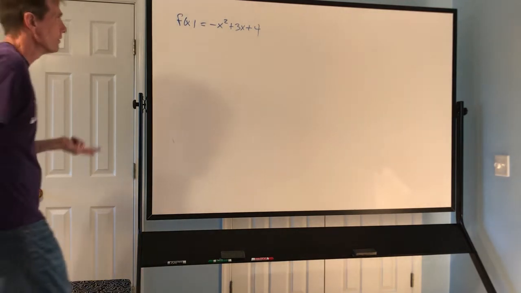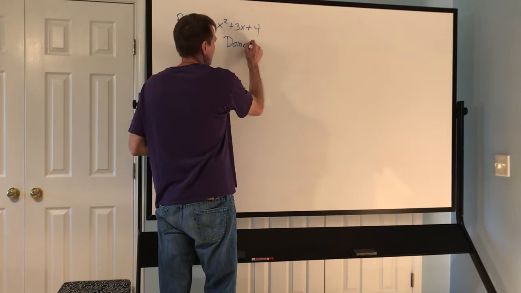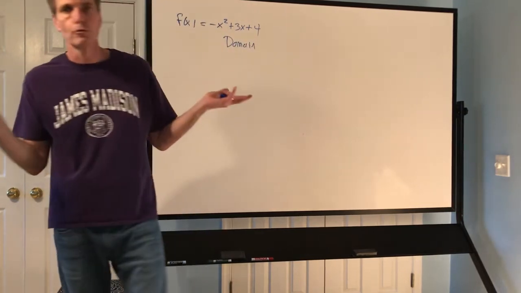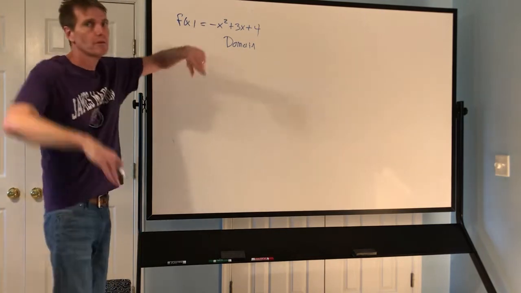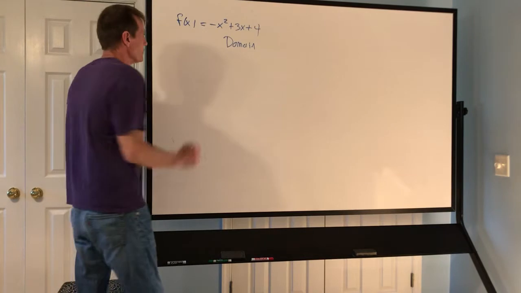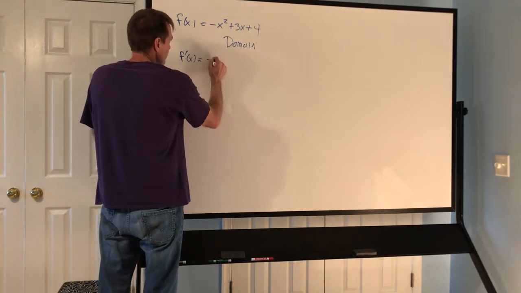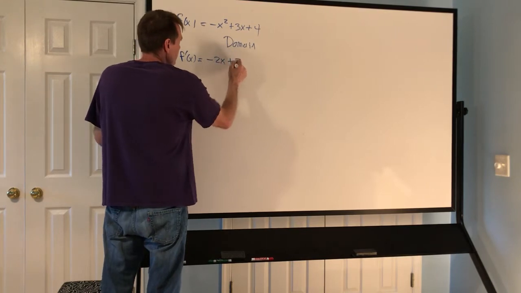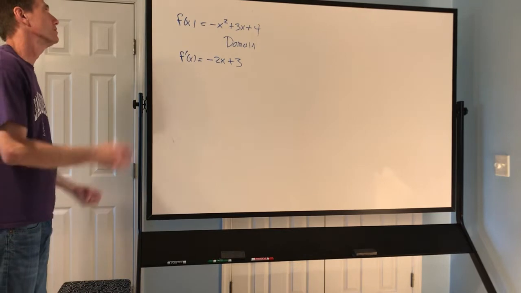Okay, so the first thing I want to look at when I'm looking at something like this, I'm going to ask what's the domain? You always want to think about it. And you see no square roots, no division, no problem. So my domain is all real numbers, continuous everywhere. We can take derivatives of it. So we take our first derivative. Hopefully everybody can do that now. Minus 2x plus 3.